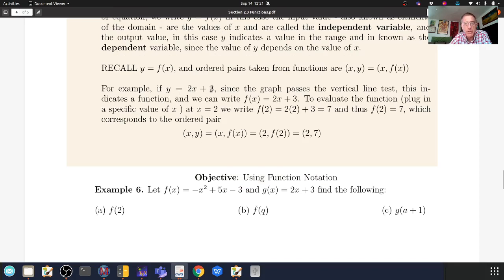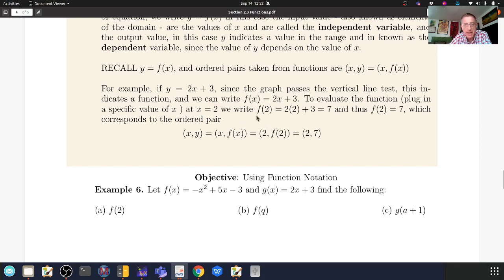If y is equal to 2x plus 3, that's a linear function, and its slope is positive. The graph passes the vertical line test, so this is a function. So I already know that this is a relation, and I just discovered it's also a function, so that justifies me to write that. So to evaluate the function, that means to plug in a specific value of x, we're going to evaluate it at x equals 2, we literally replace x with what it's equal to.